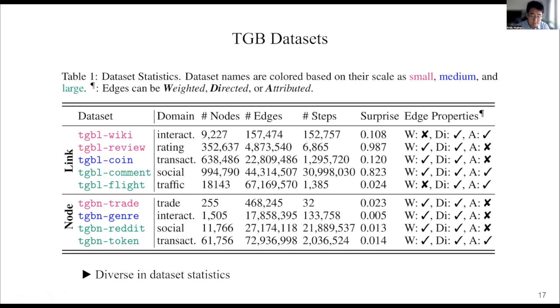So this also opens opportunities for work that focuses on scalability to test on really large datasets that would have, for example, 67 million edges or 72 million edges for the TGBL-flight and TGBN-token datasets.